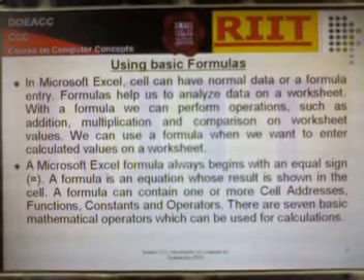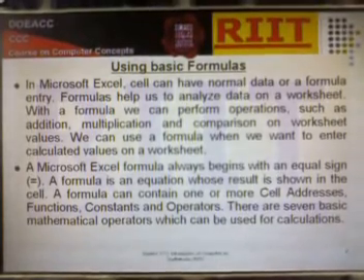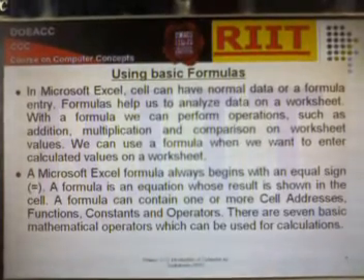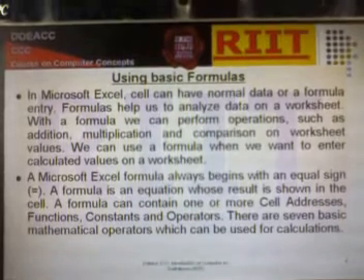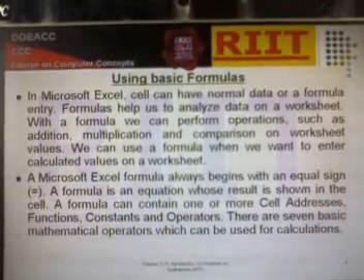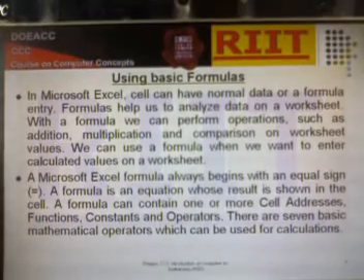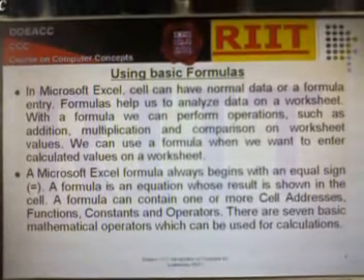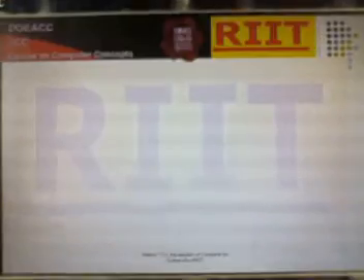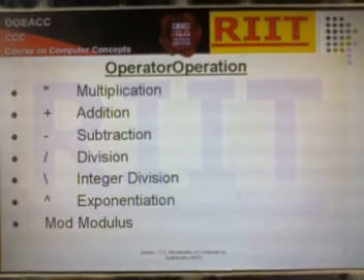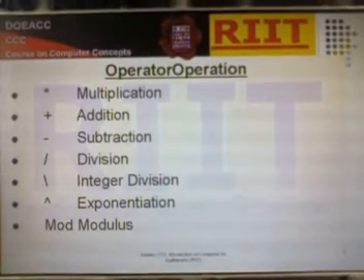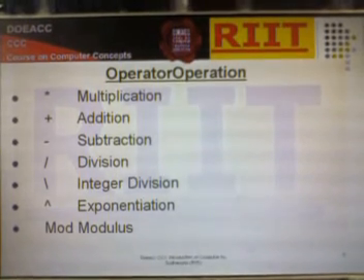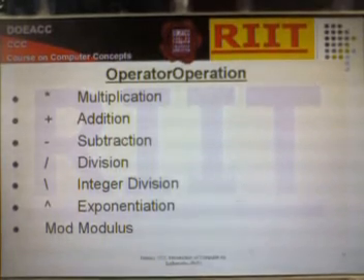Microsoft Excel formula always begin with an equal sign. A formula is an equation whose result is shown in the cell. A formula can contain one or more cell addresses, functions, constants and operators. There are 7 basic mathematical operations which can be used for calculations. Operators: multiply, addition, subtraction, division, integer division, exponentiation, modulus.